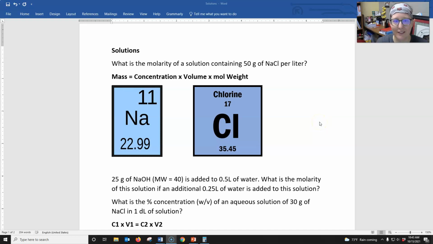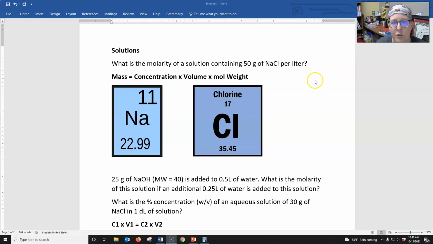Hi everybody, this is going to be the second one on lab math calculations, again just as a help for our basic lab math calculations. So what is the molarity of a solution containing 50 grams of sodium chloride per liter?